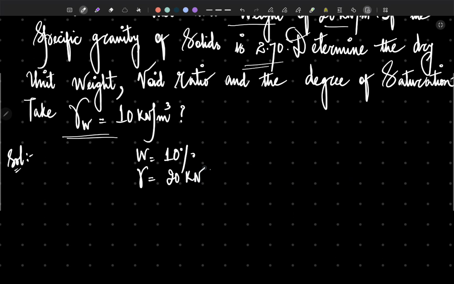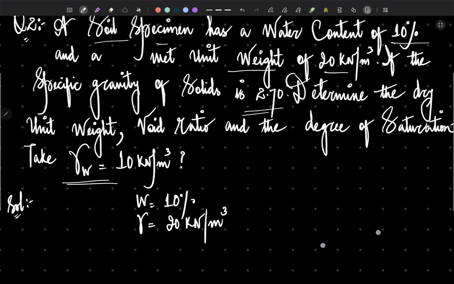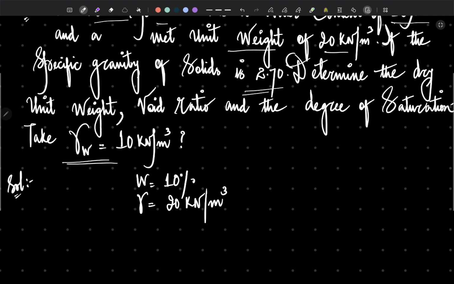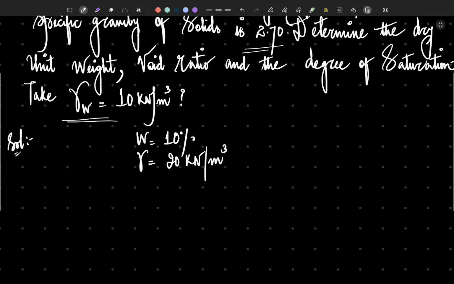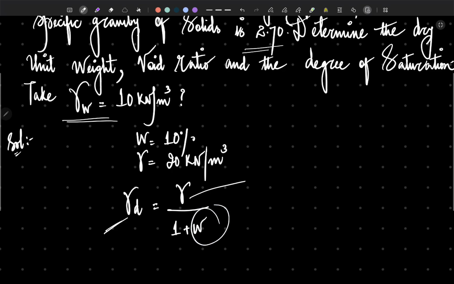kilonewton per cubic meter. All right, and the first thing that we need to find out is the dry unit weight. We know the expression relating dry unit weight, the bulk unit weight, and the water content, and that is dry unit weight is equal to bulk unit weight divided by 1 plus w, where this is the dry unit weight, this is the bulk or the moist unit weight, and this is the water content in the soil specimen.